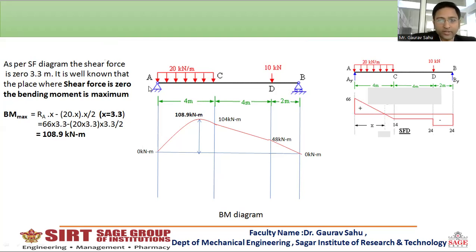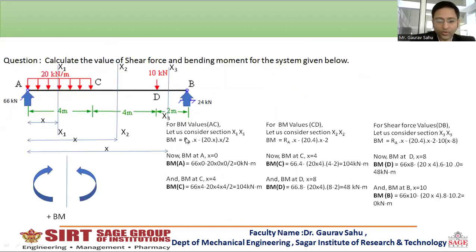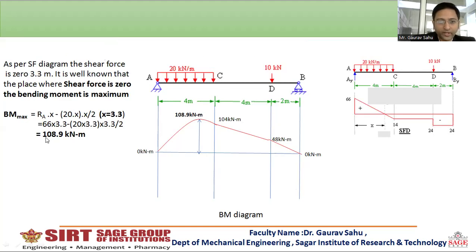You will put this value in the segment AC's equation, that is, the first equation. Now put the value of x is equal to 3.3. You will get 10.8, which is the highest among all the values. So that's why it is said that at the zero shear force, the bending moment is highest. So here you can see that I have taken x as 3.3 distance, where I have plotted the 10.8 kilonewton meter value and drawn the curve like this. So this is all about the bending moment diagram.